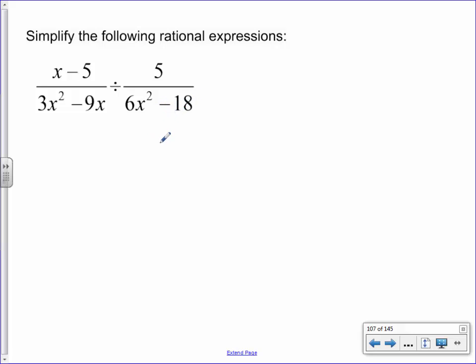Here, let me just try this one. Give me a sec, would you? Let me try this. What this means to do is take x minus 5 over 3x squared minus 9, and we're going to times it.